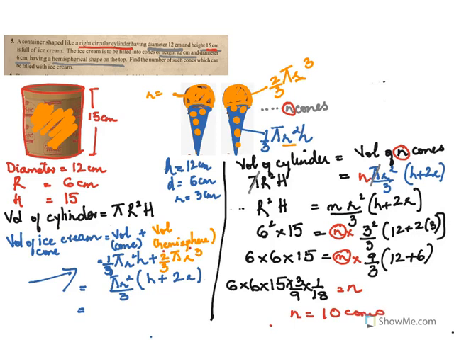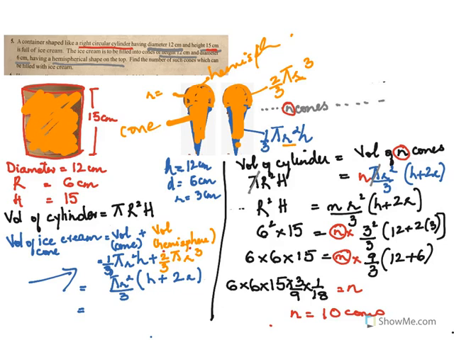So all the ice cream in this tub of 15 centimeters height and diameter 12 could be filled in these cones, each made up of a cone and a hemisphere. Two shapes we have. And how many such cones will you get? We have worked it out, and the number of cones will be 10.